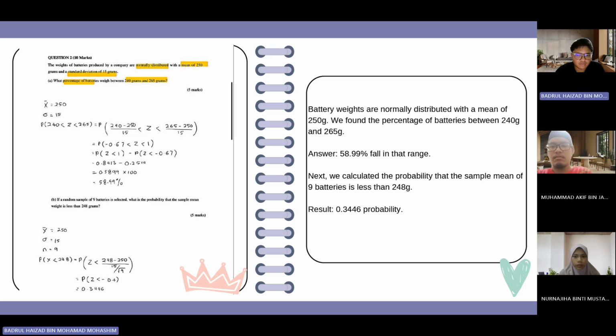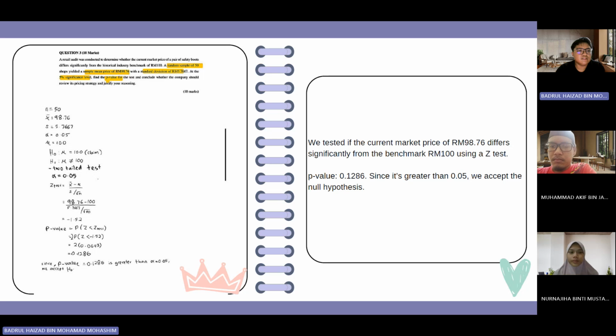So for B, next we calculate the probability that the sample mean of 9 batteries is less than 248 grams. So the mean is 250 and N is 9, and the standard deviation is 15. By using the formula, we get 0.3446 probability. Okay, next.